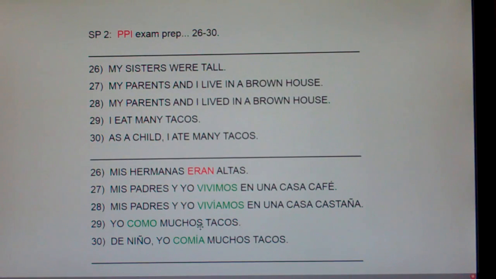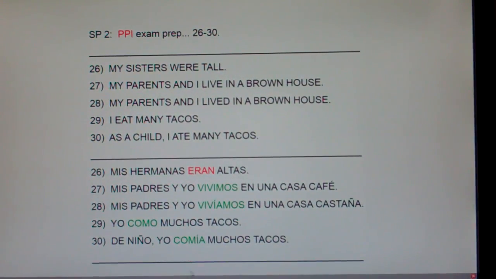Now, I eat many tacos. Notice the old form of I eat is como. Well, how do you get from I eat to I ate? Well, like always, you go back to the infinitive. Buzz Lightyear said, to infinity and beyond. For forming past tense, you go to the infinitive and beyond. You go back to comer, chop off the ER and add ia.